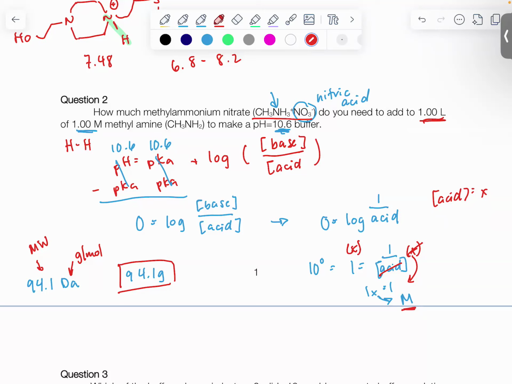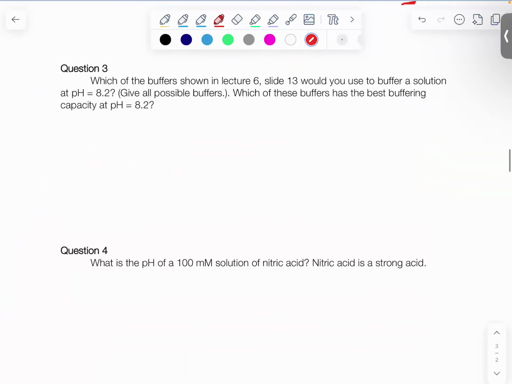So 94.1 is the molecular weight of this molecule. You can either plug that formula into a molecular weight calculator, or you can do it by hand using a periodic table. And then you have to use grams per mole to do the unit conversion. Okay. Good to move to question 3?